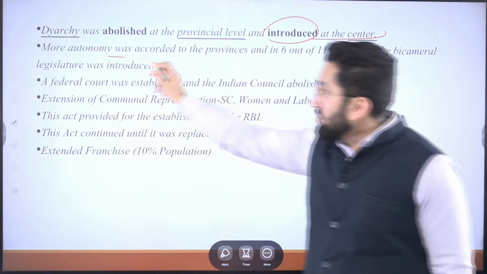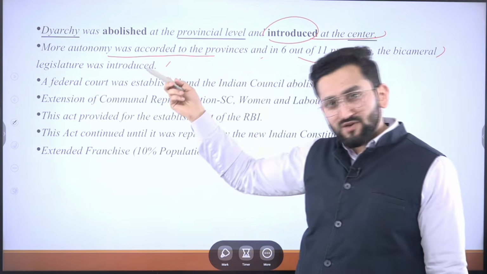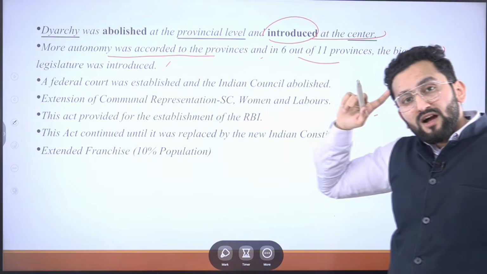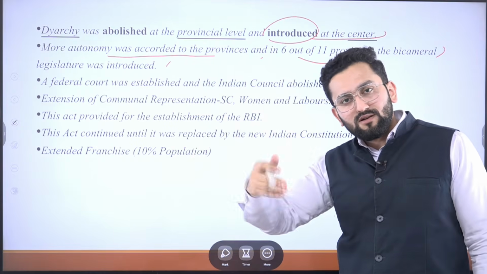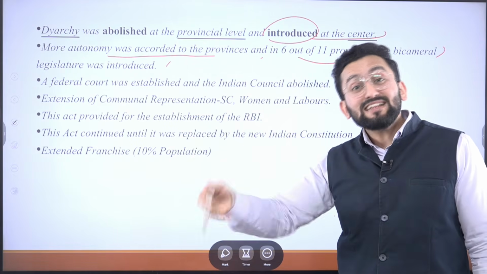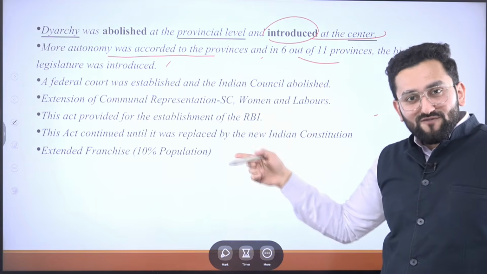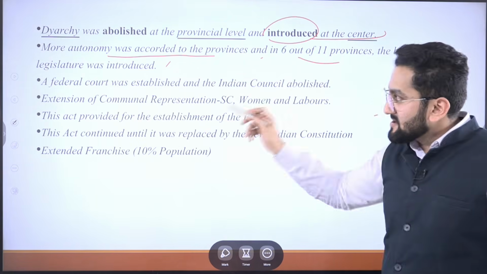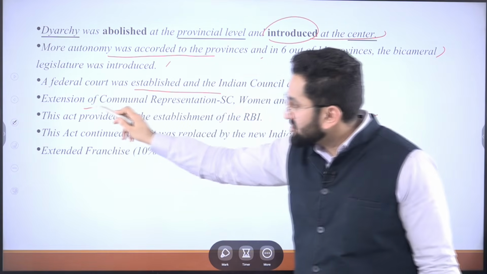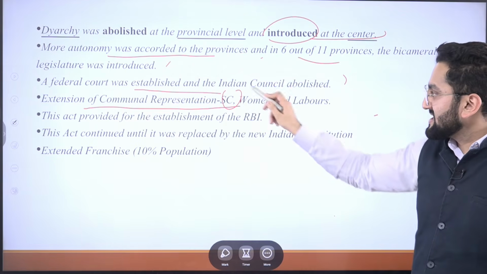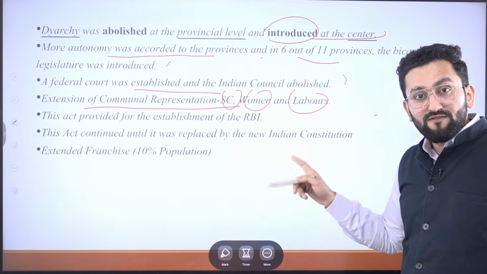Now, more autonomy was accorded to the provinces. In 6 out of 11 provinces, a bicameral legislature was introduced. So, if I ask, bicameral legislature as a concept was introduced by which law? Come on, we have just talked about 1919, right? Now, here we are extending it to provinces, different provinces. A federal court was established, the Indian Council was abolished, and communal representation was extended to SCs, women and laborers. Yes, we are talking about 1935.